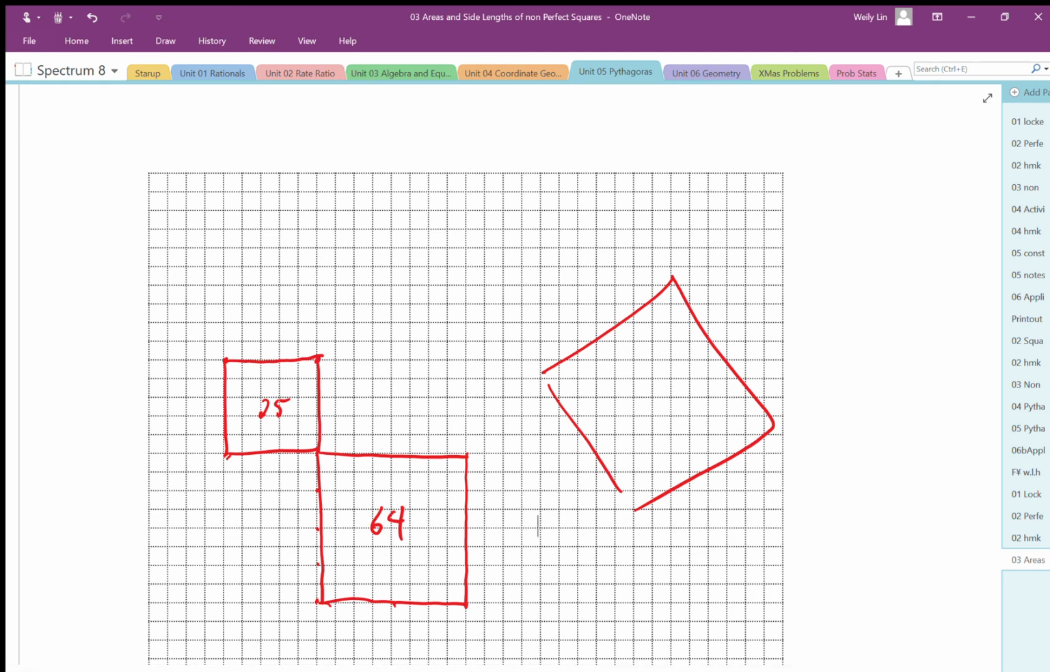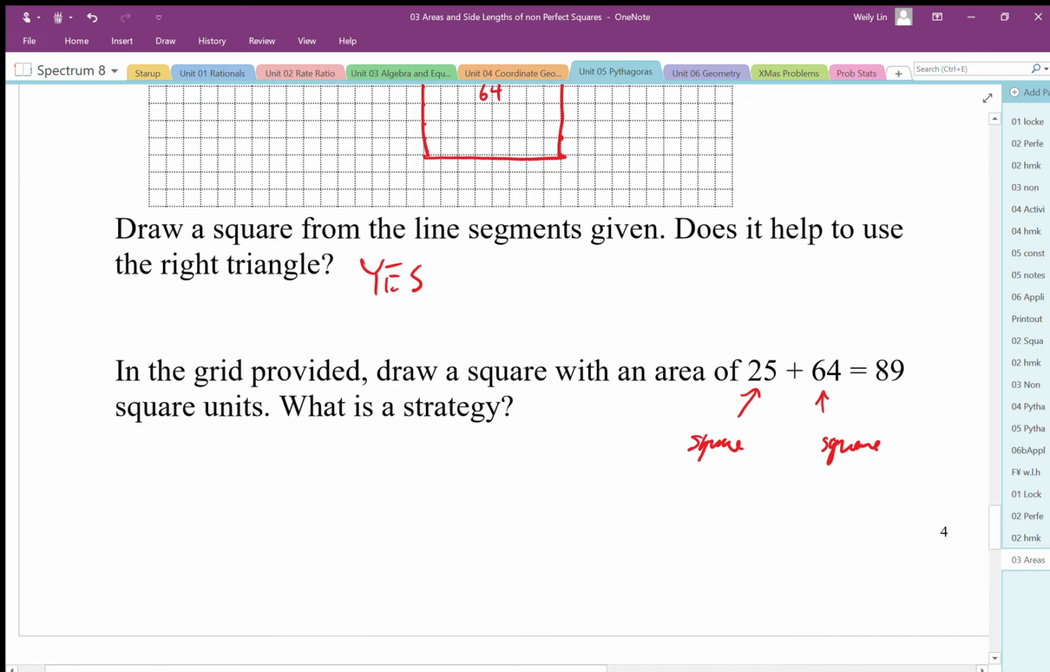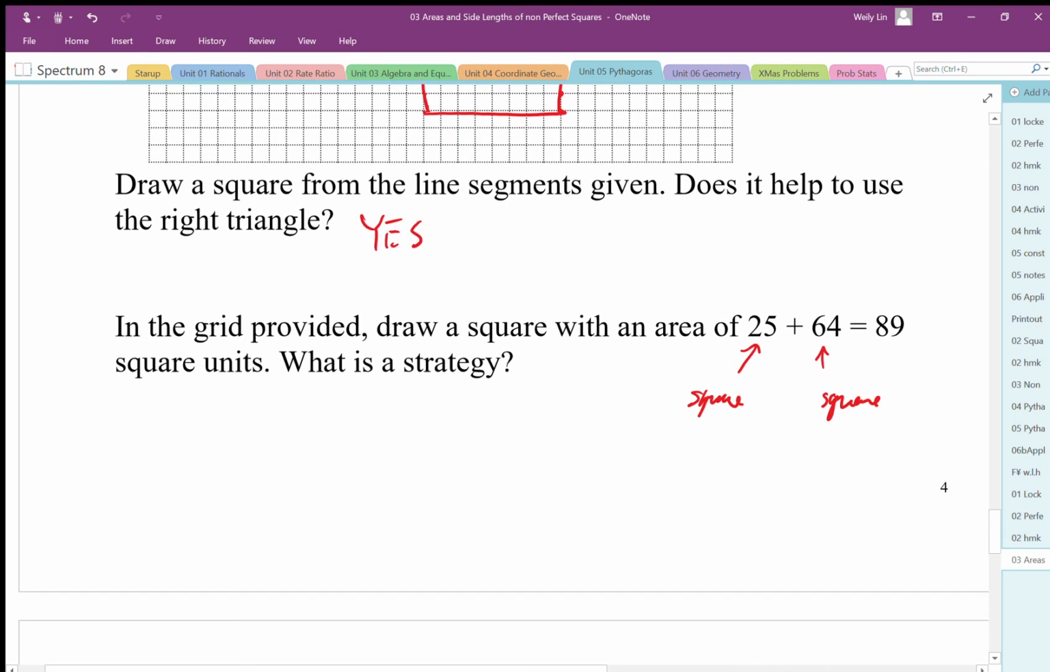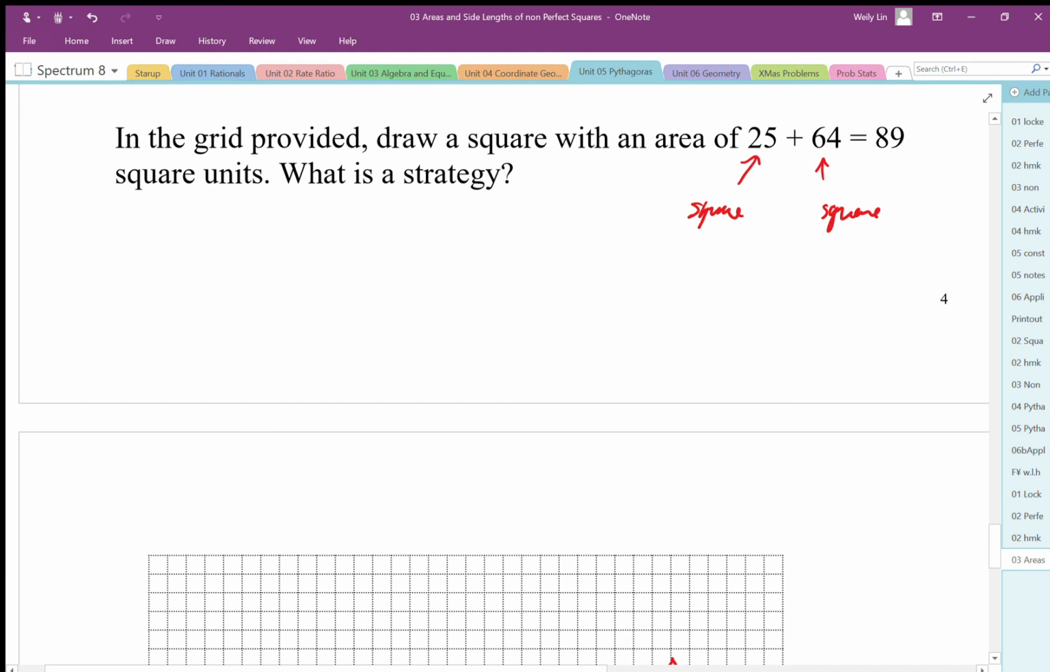So if I'm using maybe this property, I wonder if this property can help me out. Okay, and I'm going to leave it at that, and I want you to figure that out.